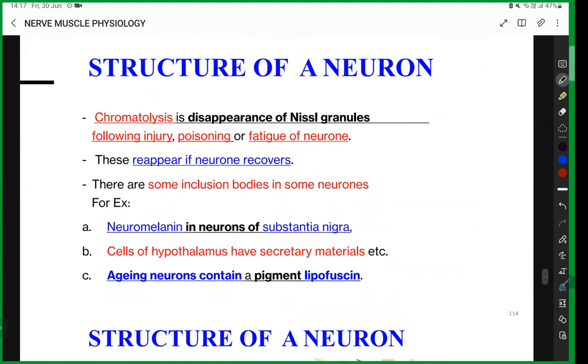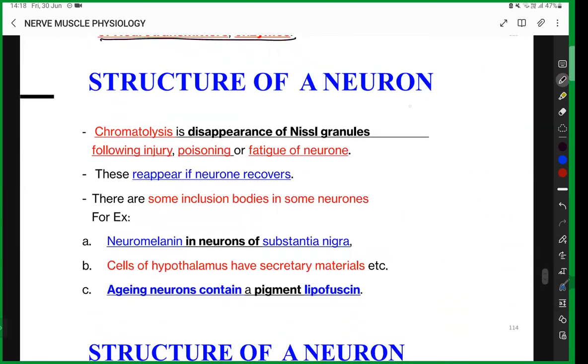Then you have to know what chromatolysis is. I think this is very important. The disappearance of this Nissl granule following some injury, you call it chromatolysis. I need you to understand this because this is one of the steps in the degeneration of your neurons. It is going to reappear when the neuron recovers. That means your prognosis can be assessed by the chromatin material. Okay, that is your Nissl's granule.